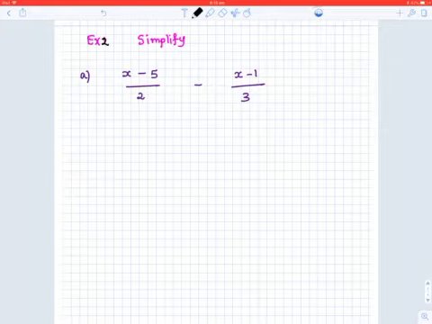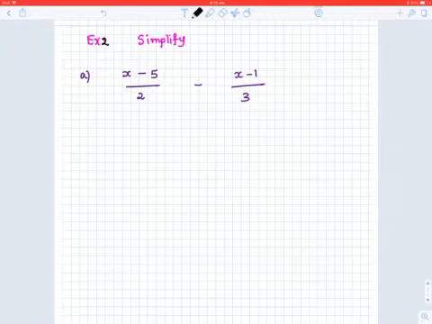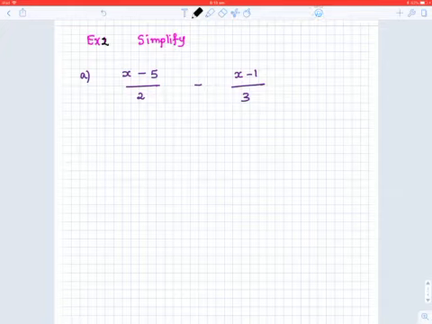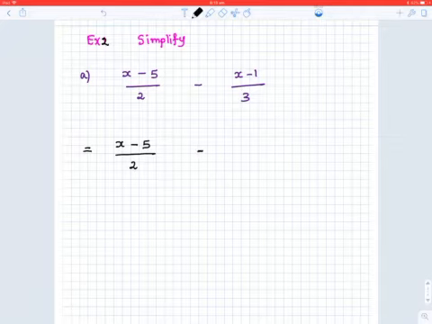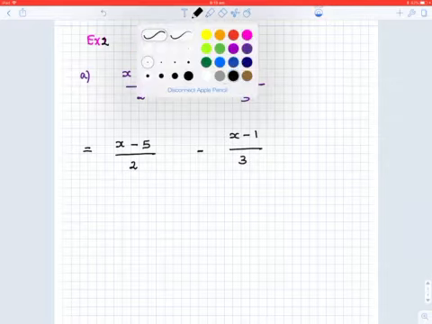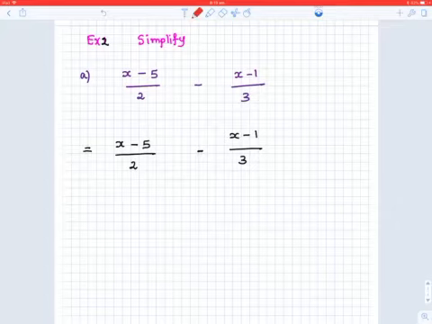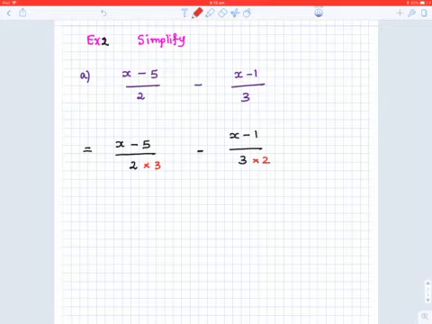Simplify (x minus 5) by 2 take away (x minus 1) by 3. When you look at the denominators, one denominator is 2, the other one is 3. The first job is to make the denominators the same. So I'm going to rewrite the question again, equal to (x take away 5) divided by 2 minus, I'm going to leave some space, (x take away 1) divided by 3. To make the denominator the same, I'm going to multiply the first denominator by 3 and the second denominator by 2.